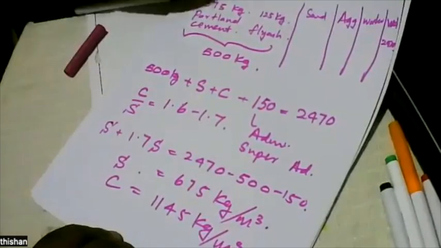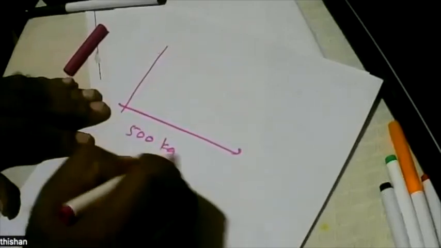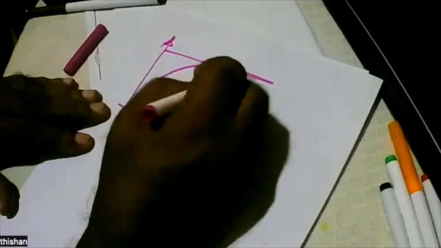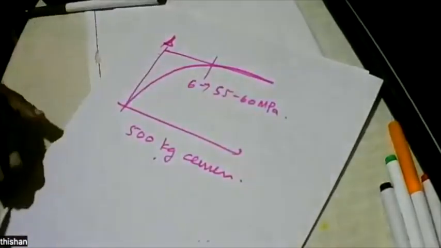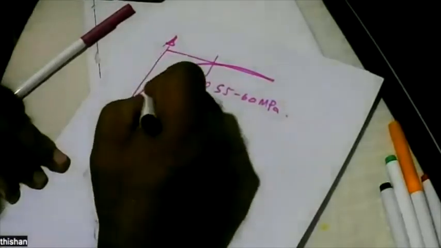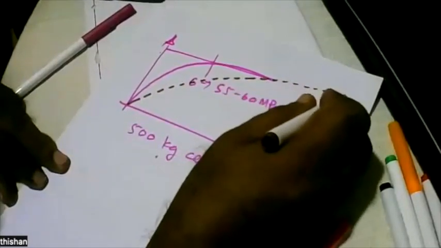So when you have all these numbers, now we have to look at what is the effect of this fly ash. If you have 500 kilograms of cement, you might get a curve like that, and definitely within 5 to 6 days, 6 to 7 days, you will find it is about 55, 60 megapascal because we have used admixtures. But the real concrete that you are using will take a different path. It will go like this, but it will continue to rise like that.